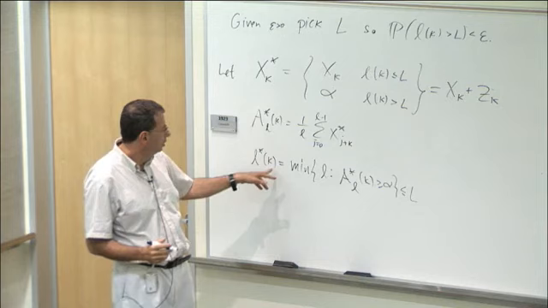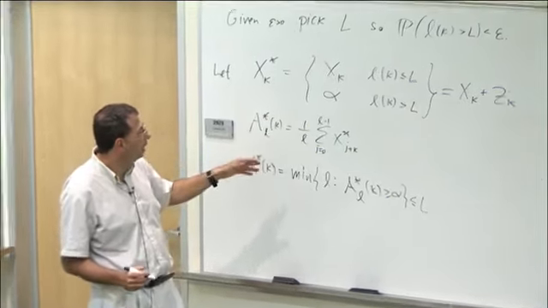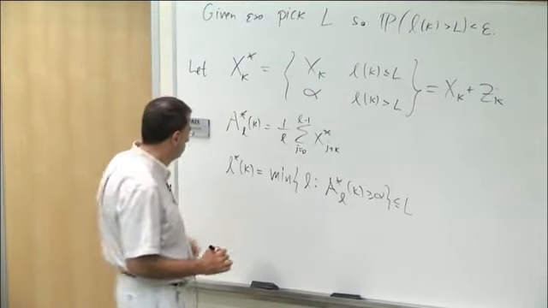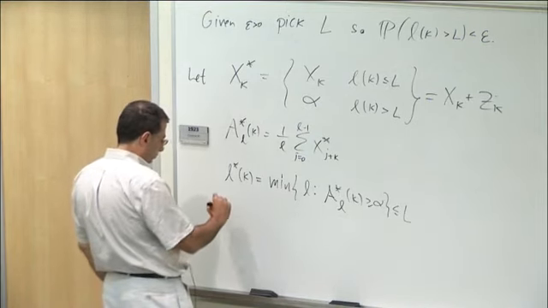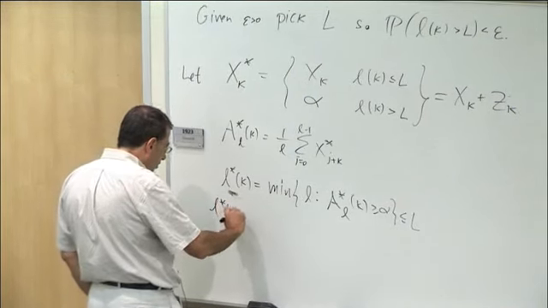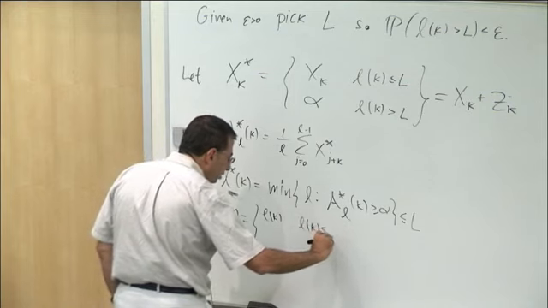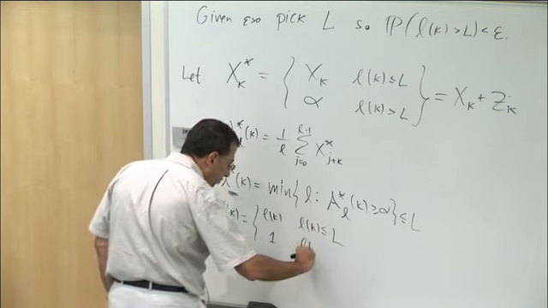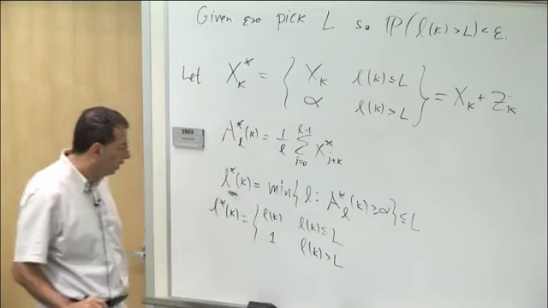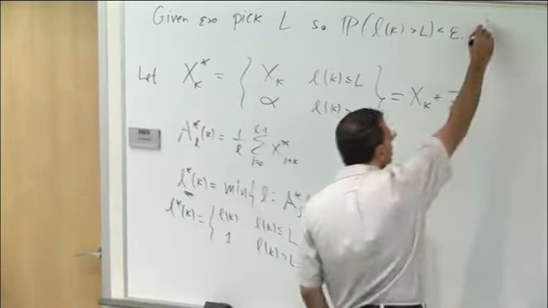And now, L star of k, what is it? It's L of k if L of k is less than L, and it's 1 otherwise. So it's certainly always at most L. So now the previous argument applies.